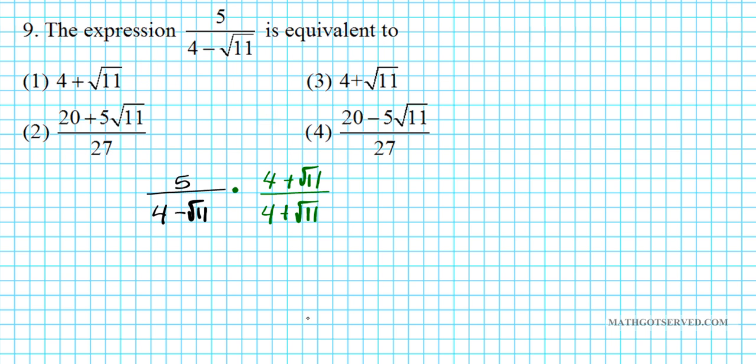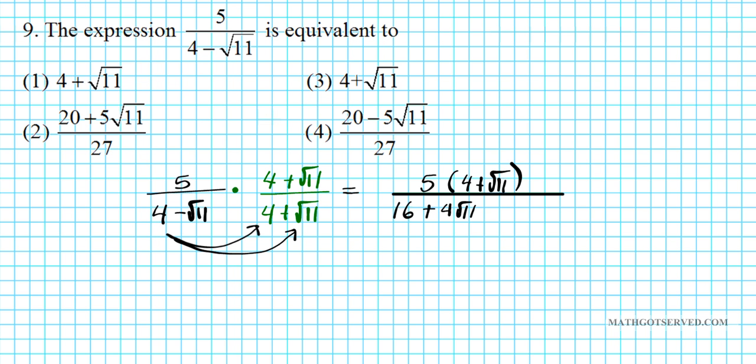So we just simply multiply the numerator across. We're going to have 5 times 4 plus root 11. And then what do we have downstairs? Now that's the complicated part. Downstairs we have the difference of squares. If you know your difference of squares formula, you can simply determine that this is 16 minus 11. But let me show you the steps so you can really see what's happening here. 4 times 4 is 16. That's first. And then plus 4 root 11. That's outer.